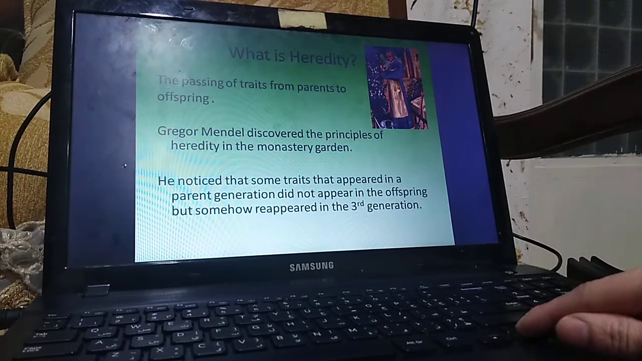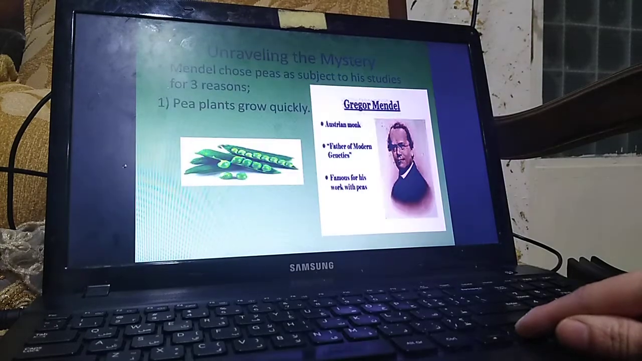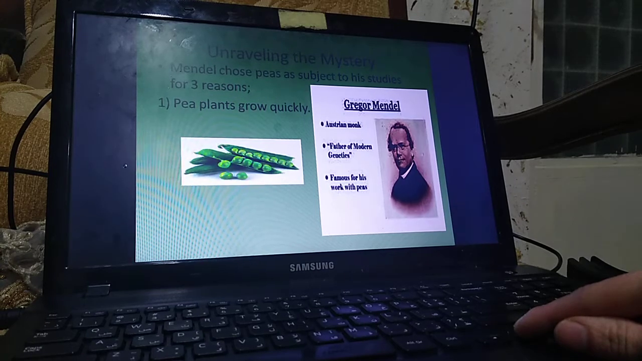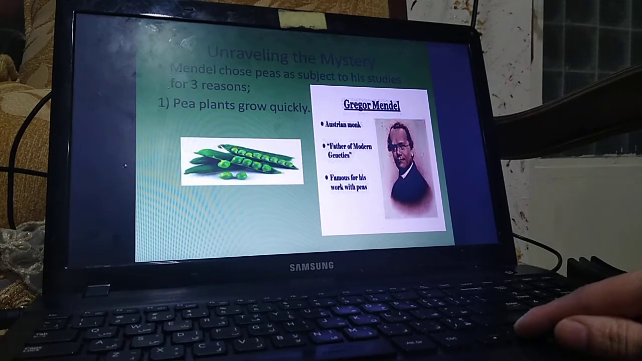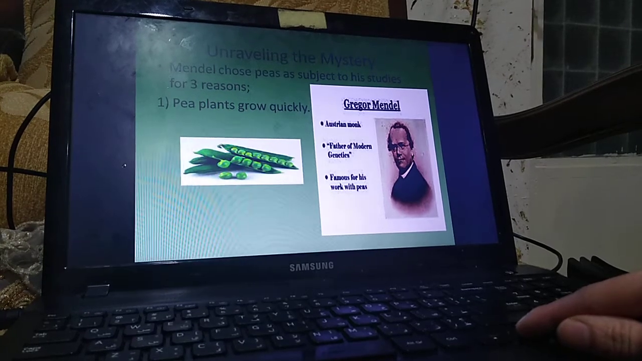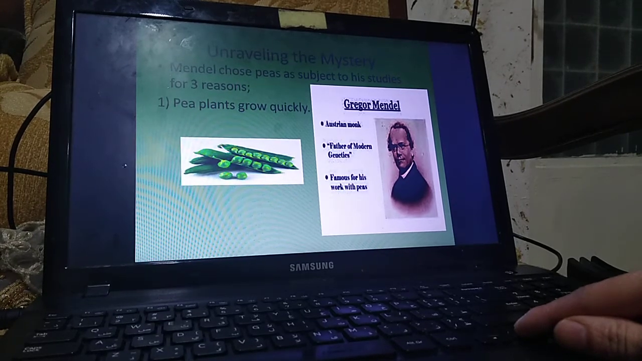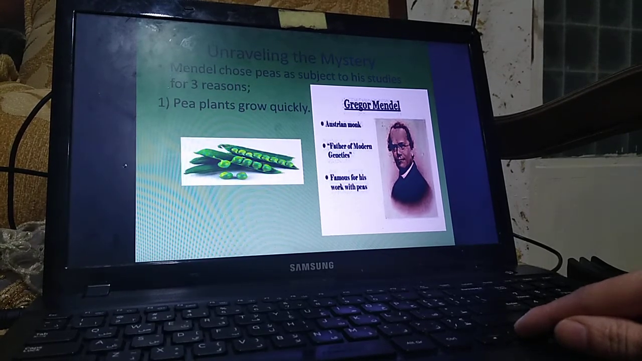So this is why he started studying pea plants. He chose pea plants for many reasons. The first reason is that pea plants grow quickly. By this, Mendel was able to study so many generations of peas in his lifetime, which gives us better results.